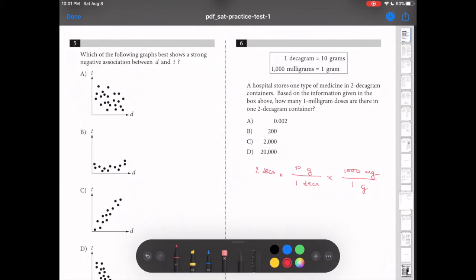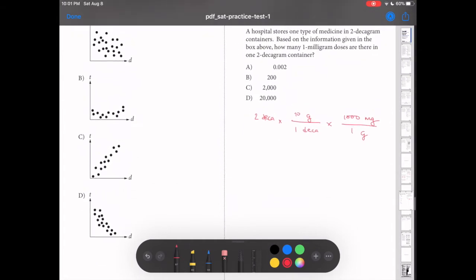Alright, question 5, words. Oops, sorry, more stats questions. Strong negative association. This is the thing that we want to find over here. So we need to find something that is downward sloping for negative and also tight for a strong association. That's going to give us D.